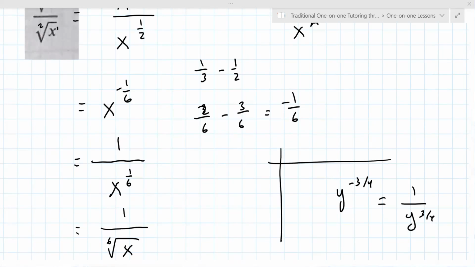Have you attempted the second page? I started number 7, but I didn't have time to finish it. Okay. We'll move to number 8. Sure.